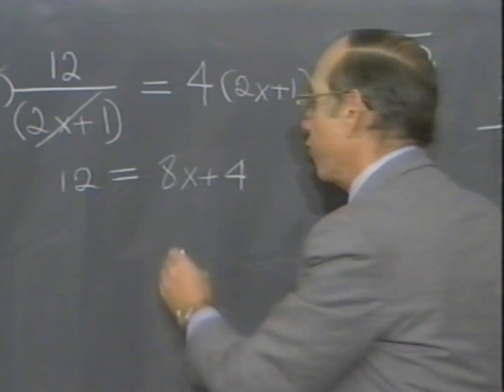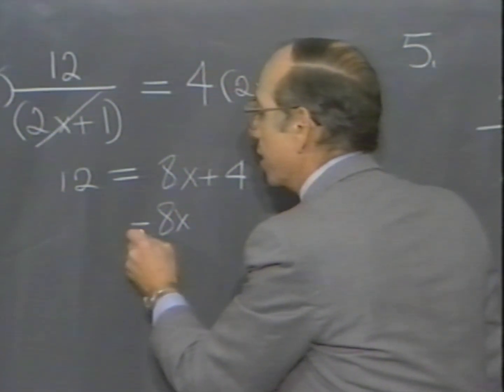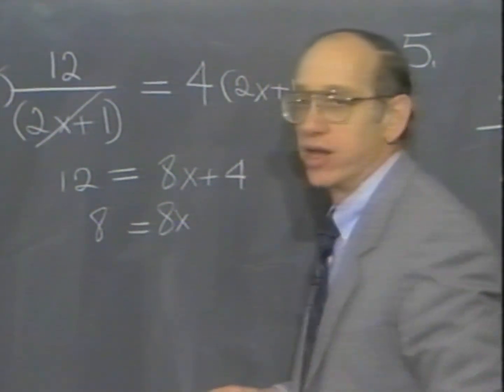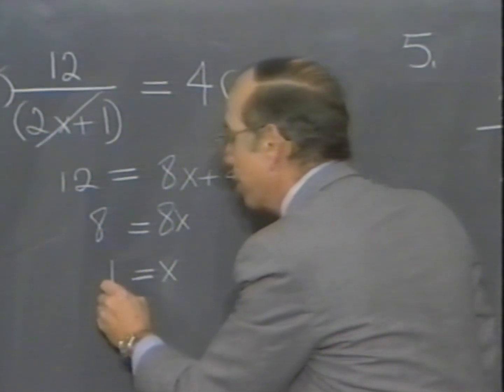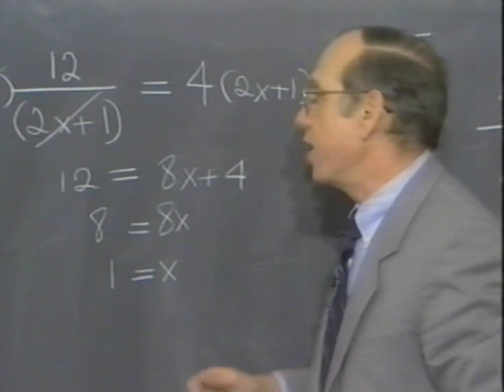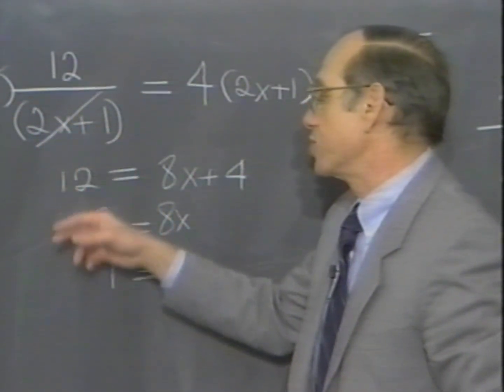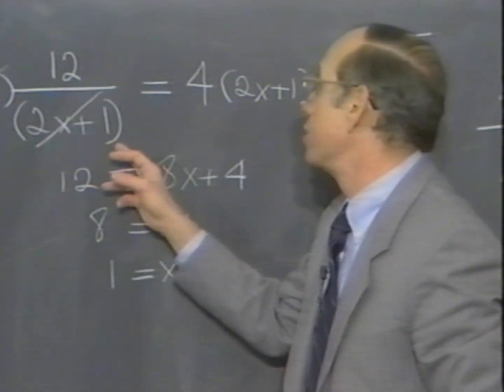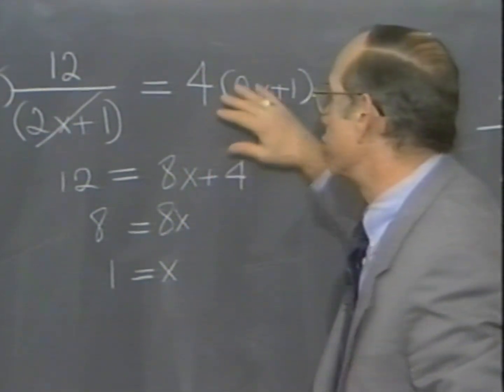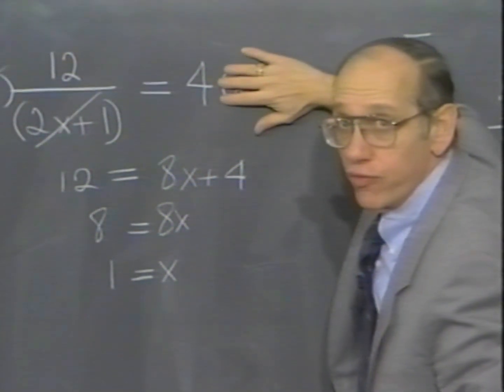Now I subtract 4 from both sides of the equation, get 8x equals 8, and divide by 8, and get x equals 1. All right, quick check. We originally had 12 over 2x plus 1. If x is 1, that's 12 over 3, which is 4. And indeed, the original equation, it was equal to 4.